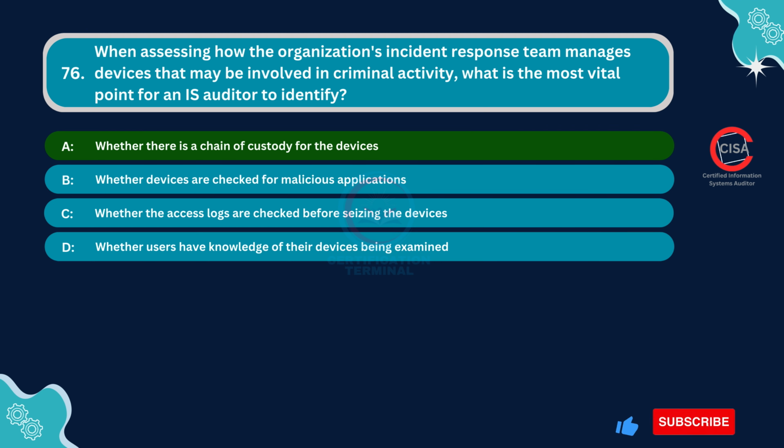A chain of custody documents the history of a device's handling, from seizure to final disposition. This establishes a clear record of who had access to the device and when, ensuring the evidence remains unmodified and admissible in court if necessary. Many legal requirements mandate proper chain of custody procedures for digital evidence. Failure to maintain a chain of custody could render the evidence inadmissible in court, hindering any legal action related to the criminal activity.